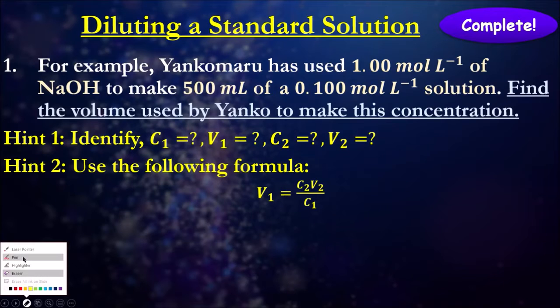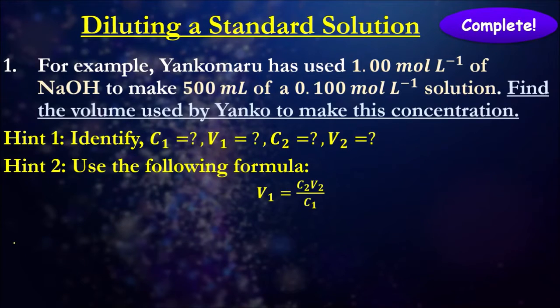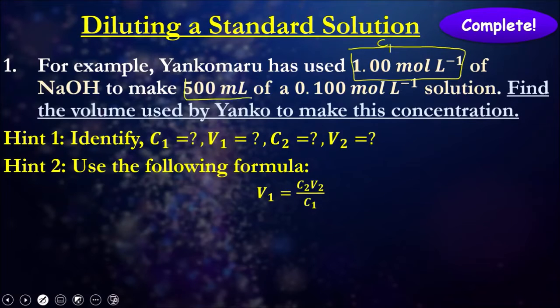So in continuation of our lesson about dilutions, here's some sample questions we can go through. Yanko has used a 1 mole per liter solution of sodium hydroxide to make 500 mL of a 0.1 mole solution. So if I extract the data, 1 mole is the initial concentration, so C1, 500 milliliters of our diluted solution, so that's V2, and this is C2. So this is the formula we're trying to work out here.